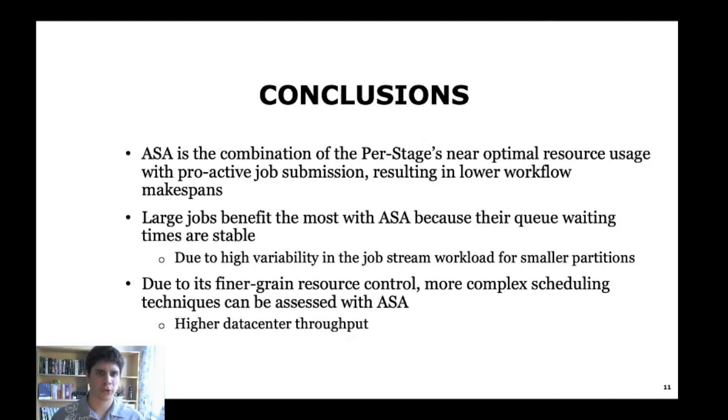Future work points to the design of even more complex scheduling strategies, where ASA's fine-grained resource control can be used to achieve higher data center throughput.